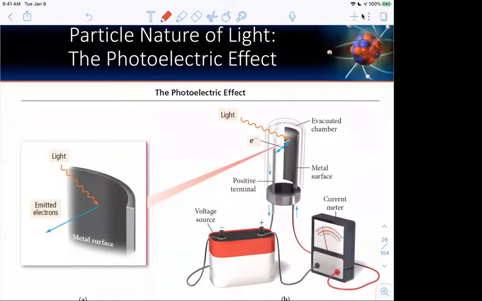This is the experiment. I have light coming in, and then here's my metal. I have an evacuated chamber, so it's under a vacuum. This light now is causing these electrons to be emitted, and based on the current that's generated, because these are a traveling line of electrons, I can figure out the energy and all of that good stuff.